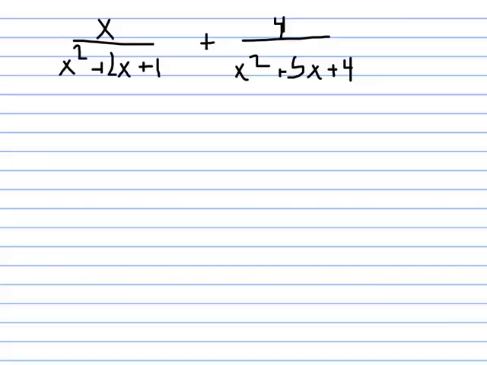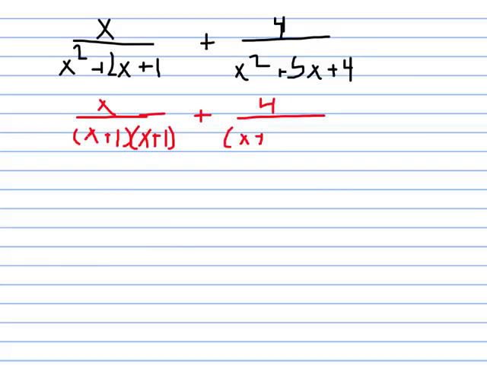Alright, so here's the addition. Now there is one step I forgot to mention in the last steps, and that is if your denominators can be factored, you do need to factor them first. So let's rewrite this with our denominators factored. That would be x plus 1 times x plus 1, or you can write x plus 1 squared. And then plus 4 over x plus 1 times x plus 4.